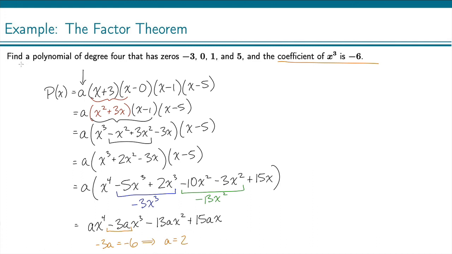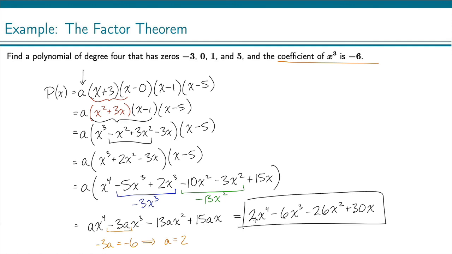So now I know a. The question wants me to find a polynomial with these zeros and that proper coefficient. And now I know everything. I know a, and I had everything else. We can use this expanded form, or we can use the factored form. It doesn't really matter. Since I'm down here with the factored form anyway, I'll go ahead and use that. So plugging in a equals 2, I get 2x to the 4th minus 6x cubed minus 26x squared plus 30x. And that is a polynomial with the required properties.